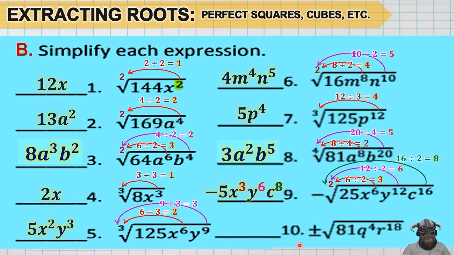Next, number 10. We have the given, the positive, negative, square root of 81, q raised to 4, r raised to 18. So, dito, kuhain muna natin yung square root ni 81. That will be equal to 9. And then, the square root of q raised to 4, divide natin. Labas muna natin yung index, which is 2. Divide natin sa kanya si 4. 4 divided by 2 is 2. And then, 18 divided by 2 is 9. So, the answer will be positive negative 9 q squared r raised to 9.